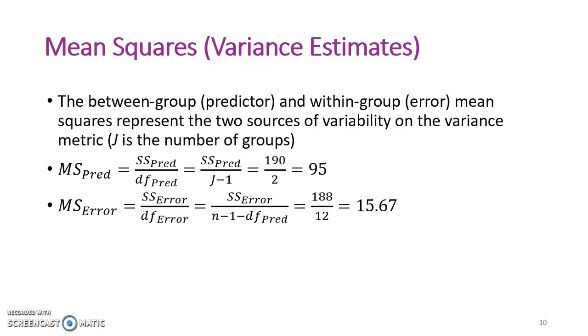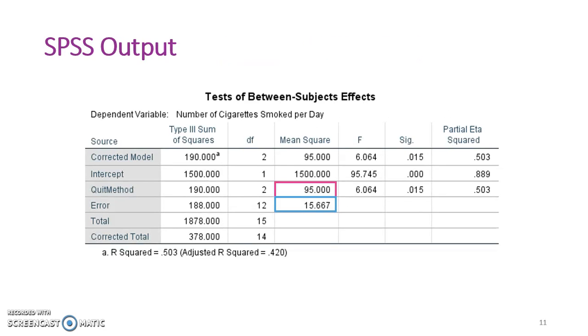And then the error degrees of freedom is calculated as the total number of scores minus 1 minus the degrees of freedom for the predictor, which is 2. So we would have 15 minus 1 minus 2 is equal to 12. So the degrees of freedom error here is 12. And here's where we would find those mean squares in our SPSS output.